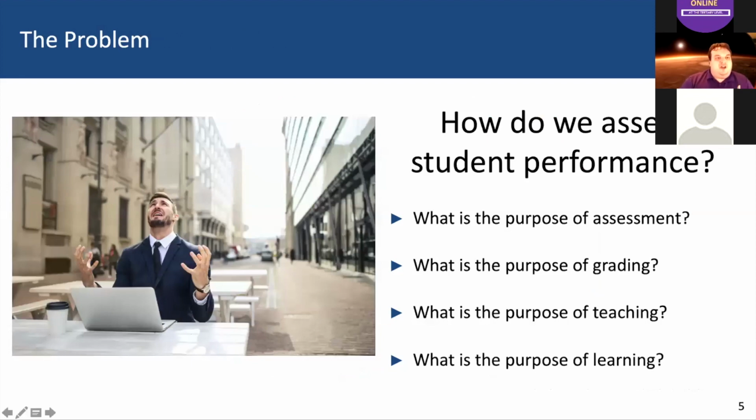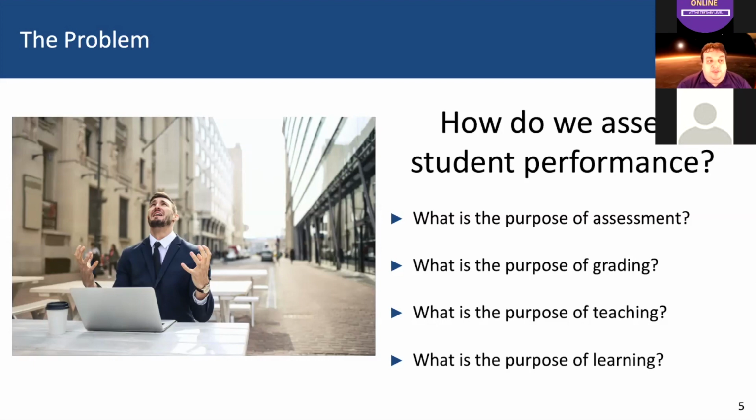So when we talk about evaluation, when we talk about assessment, we want to know, how do we do it? And in order to understand how we do it, we need to ask ourselves four basic questions. And this is where we get into this whole philosophy of education piece. Why do we do assessment? Why do we do grading? Why are we teaching, and why are we learning?